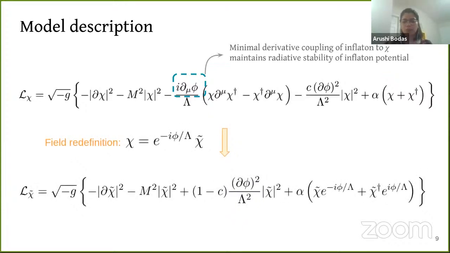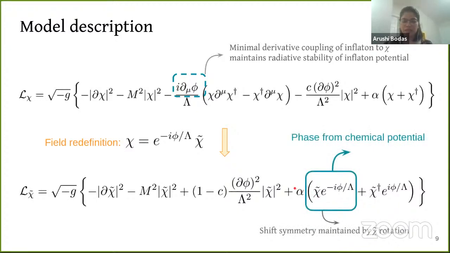It's easier to work with a different basis instead of working in this basis. So I'm going to just rotate my field a little bit and get into a more comfortable basis to do all the calculations in. In this basis, the peculiar chemical potential operator changes into a phase in the symmetry breaking term, which is why the symmetry breaking is important. Otherwise, the whole effect would vanish.